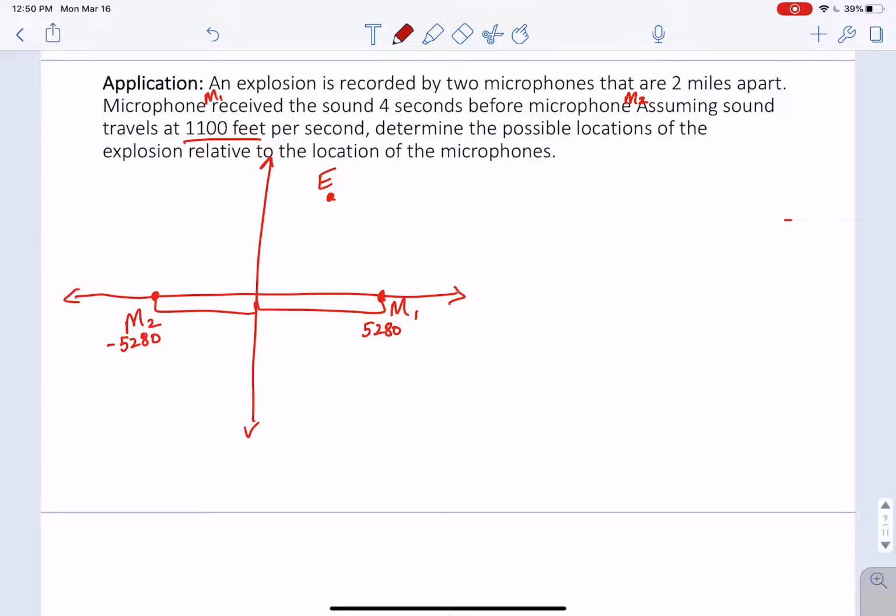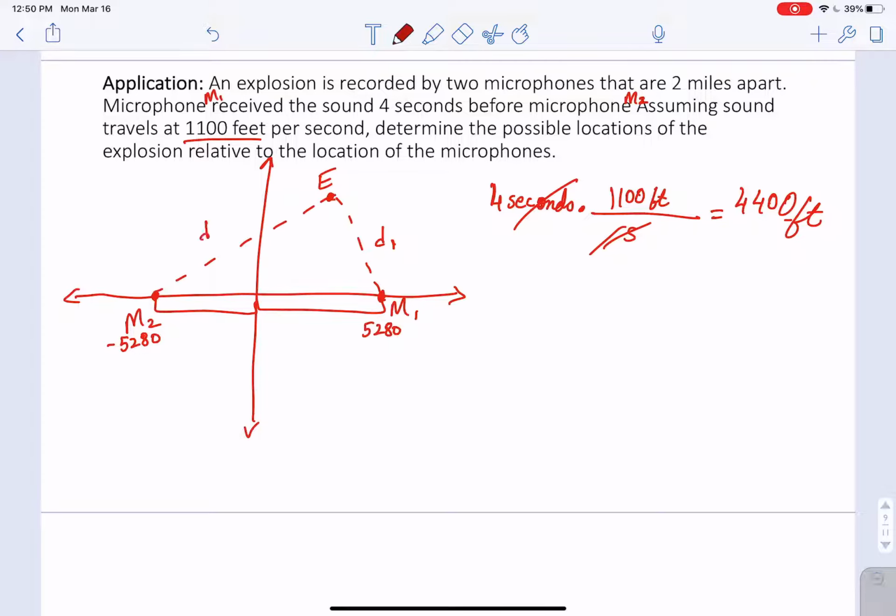I know that microphone 1 is 4 seconds closer to the explosion than microphone 2 is, based on the speed of sound. So if I know that it's 4 seconds closer, and I know that sound is 1100 feet per second, then I know that it's 4,400 feet closer, which means the distance from M1 to E is 4,400 feet closer than the distance from M2 to E. So E to M2 minus E to M1 is 4,400.